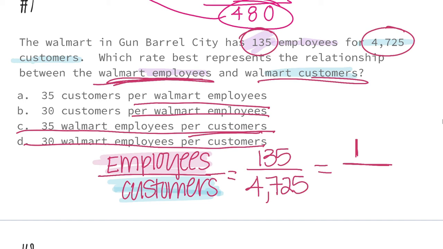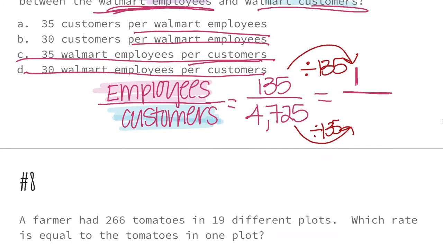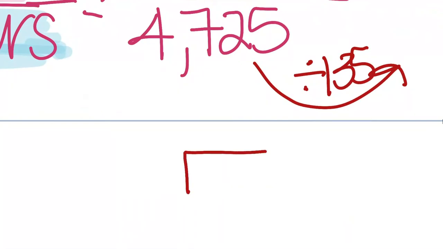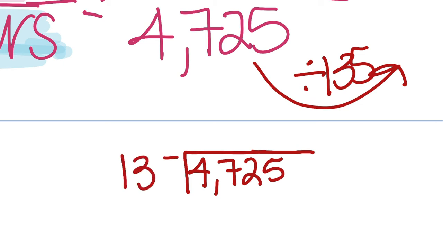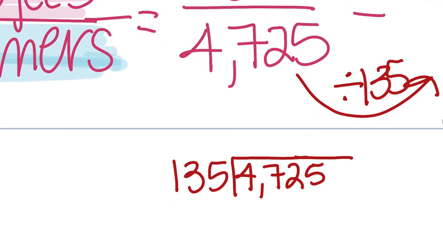So I'm trying to get that to 1, okay? And this time I'm dividing. I have to divide 135 by itself to get to 1. So whatever I do on top, gotta do on bottom. And I don't know this off the top of my head either, so I'm gonna have to come over here and make a little division house. 4,725 divided by 135, okay? 135 can't go into 4, can't go into 47, but it can go into 472. I'm going to guess about 3 times. So I've got 135 times 3 is 405.